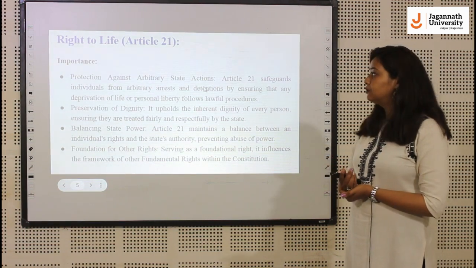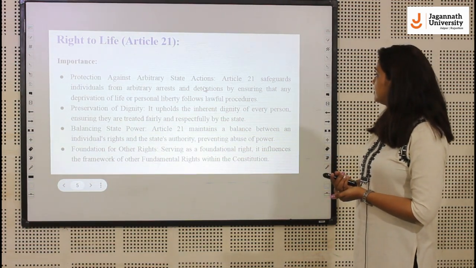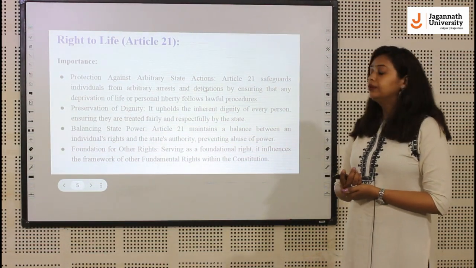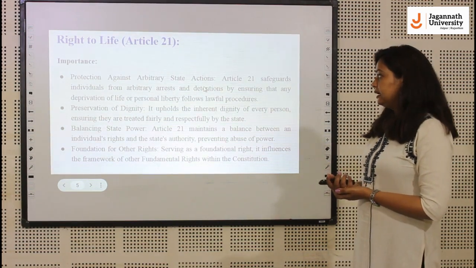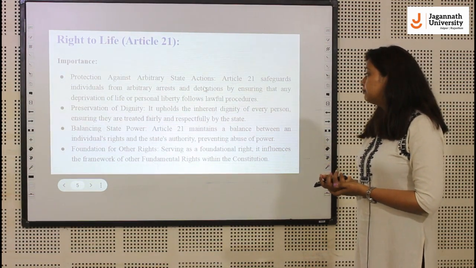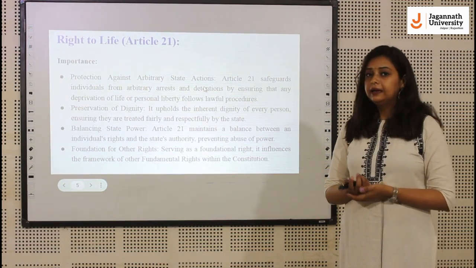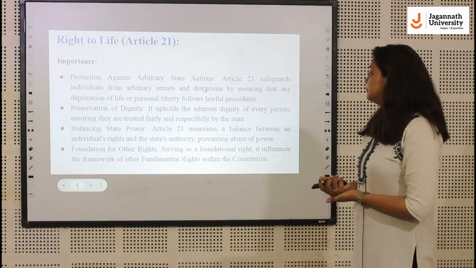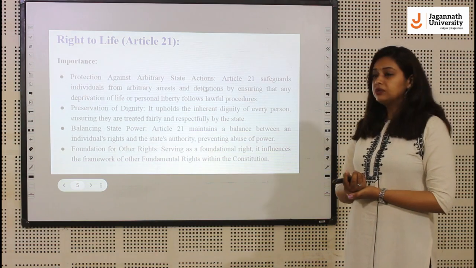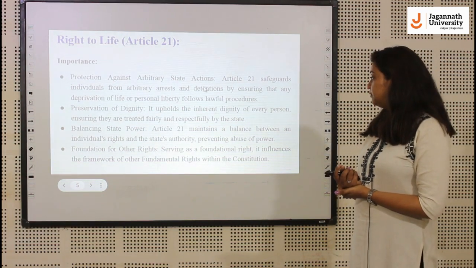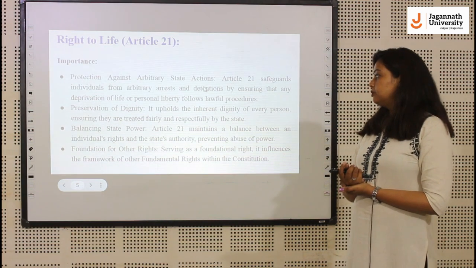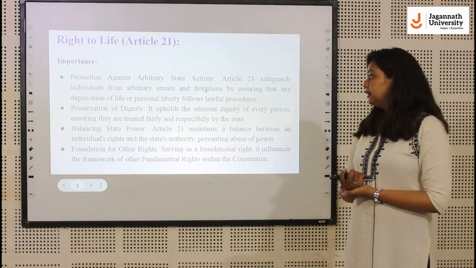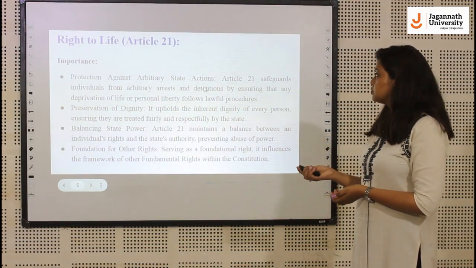Article 21 safeguards individuals from arbitrary arrest and detention by ensuring that any deprivation of life or personal liberty follows lawful procedures. Preservation of dignity: it upholds the inherent dignity of every person, ensuring they are treated fairly and respectfully by the state. Balancing state power: Article 21 maintains a balance between an individual's rights and the state's authority, preventing abuse of power. Foundation of other rights: serving as a foundation right, it influences the framework of other fundamental rights within the Constitution.